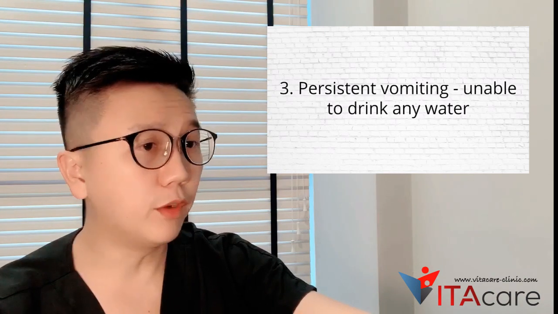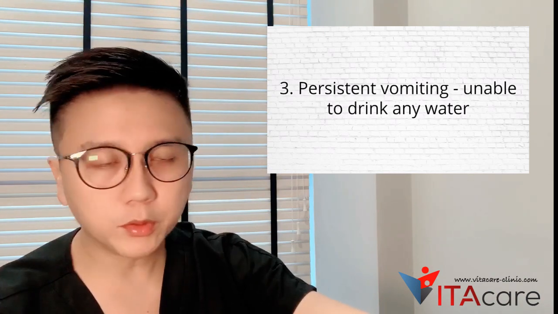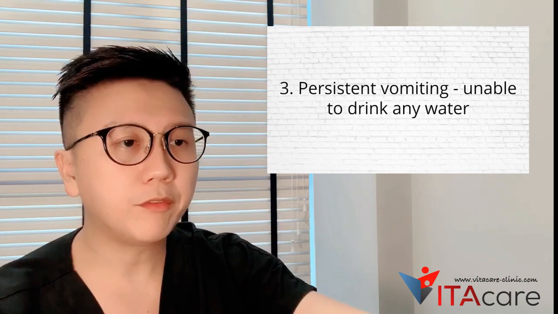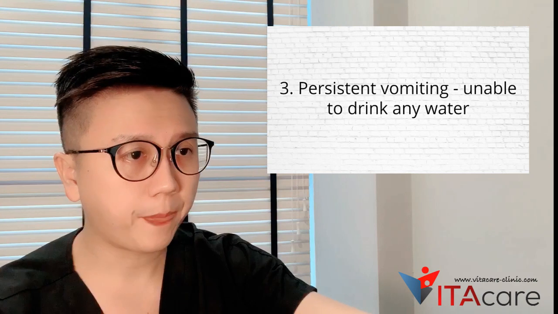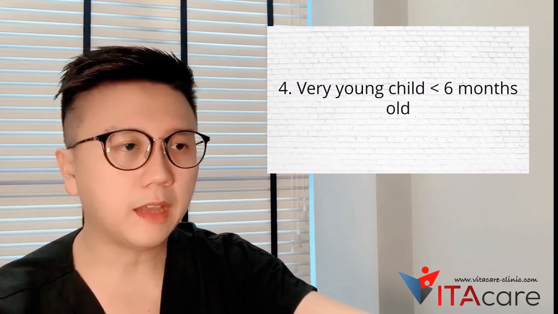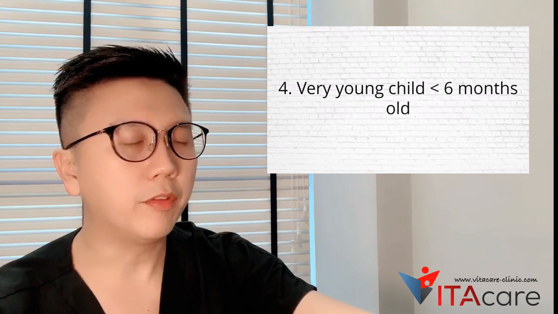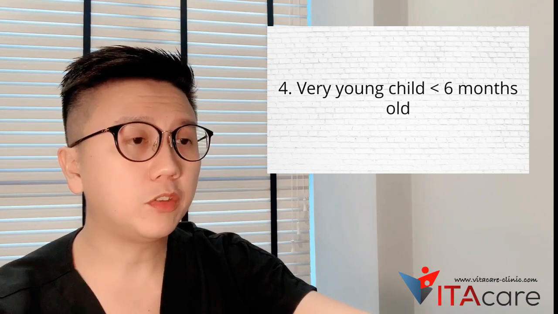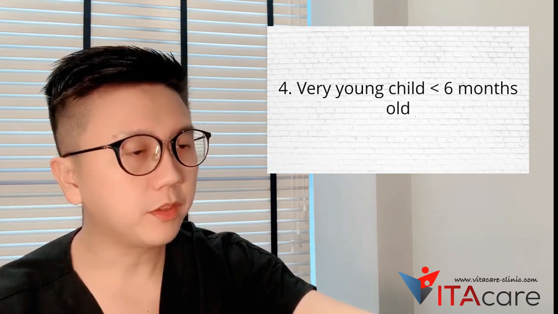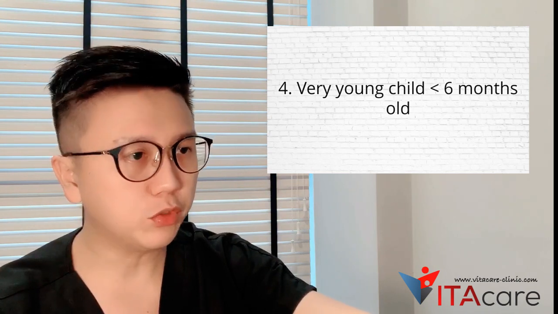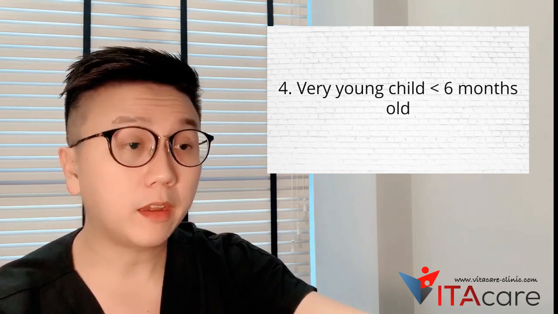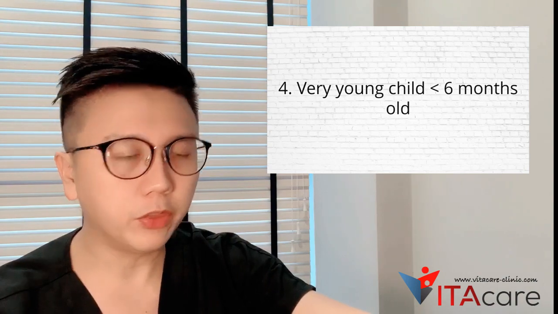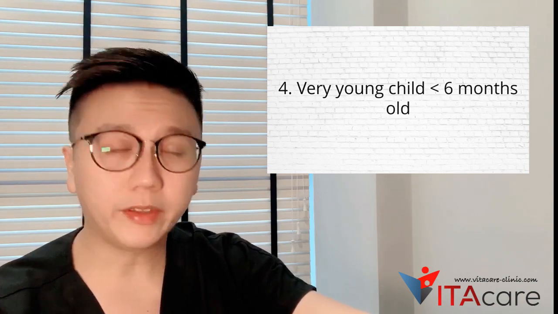Thirdly, persistent vomiting, such that they are unable to drink any water at all, and this may predispose them very quickly to dehydration. 4. If the young child is a very young infant that is less than 6 months old. In this group of patients, you must be very careful because the immune system is still not very mature and developed, and they are at risk of developing atypical infections which are not easily treated.